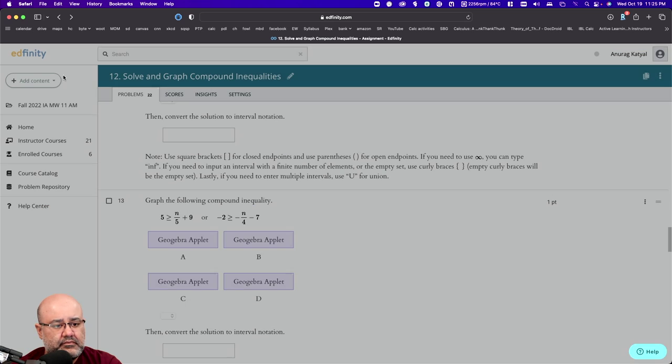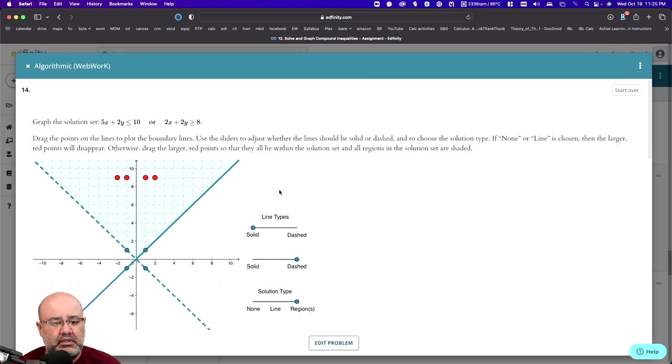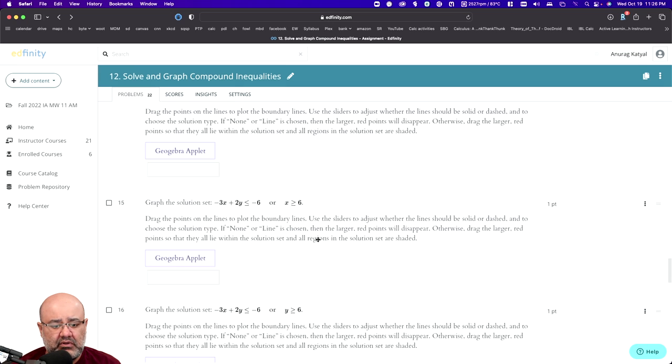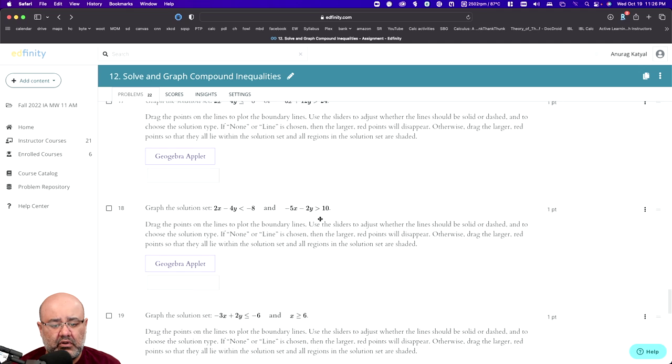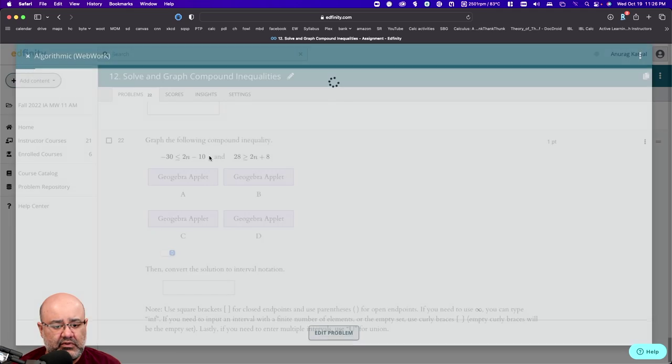For 14, these ones, I'm actually going to stop here because these ones, no one really had any issues with technology-wise. These were well-behaved questions that were working for everyone. If someone didn't get these right, it's because the solutions were actually wrong, not because the app, or Edfinity, was misbehaving. So I'm going to stop here, see if there's any others. These are all the two-variable ones. This is one variable, so let's do this one.